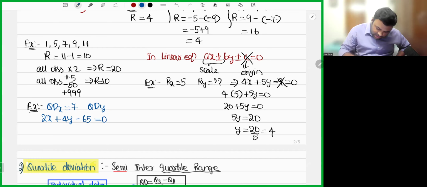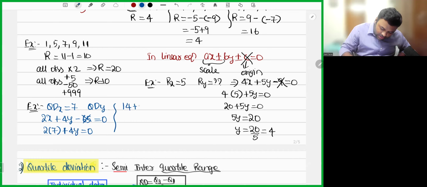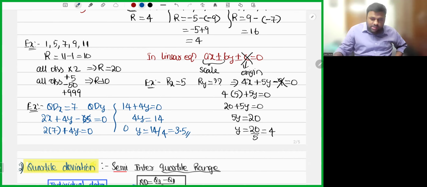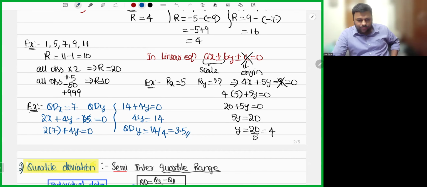What will you do? Will you consider the 65? No. So instead of x, I'll substitute 7. 2 into 7 plus 4y equals to 0. 14 plus 4y equals to 0. 4y is equal to plus 14 or minus 14? Plus 14. y is equal to 14 by 4, which is equal to 3.5. So quartile deviation of y is equal to 3.5.